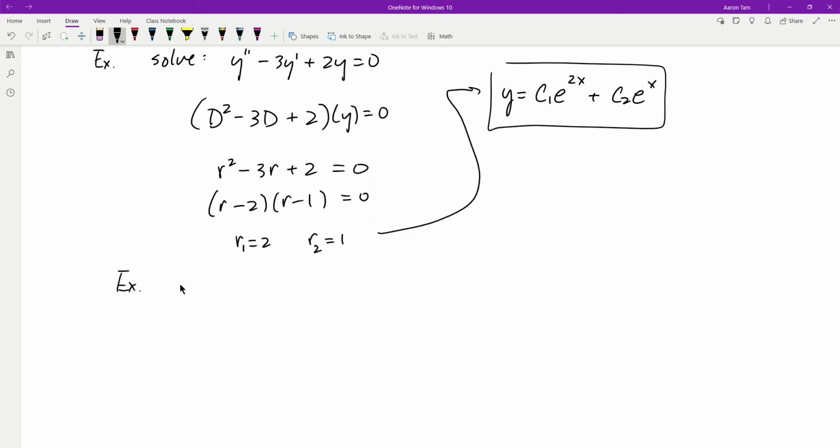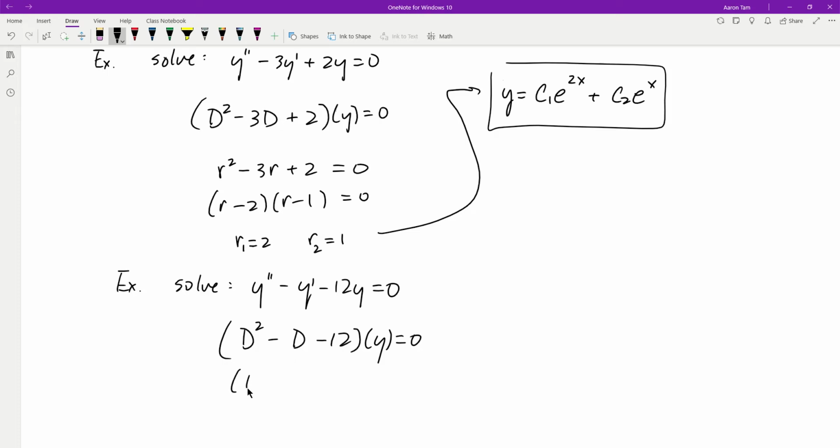Now we can definitely try another one. Let's solve y double prime minus y prime minus 12y equal to 0. Same exact way, I can first rewrite it into differential operator form. Now, here you could definitely write it into the characteristic equation, but you could also factor it first and say, well, that's just D minus 4 times D plus 3 of y.